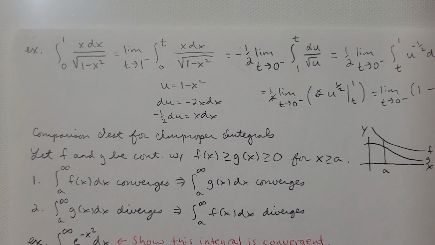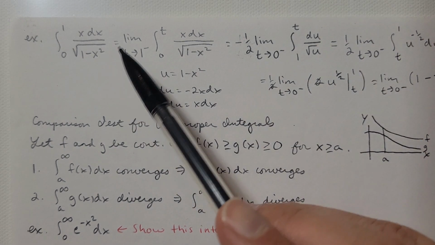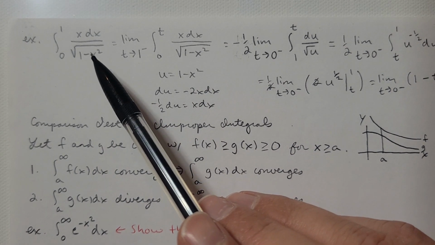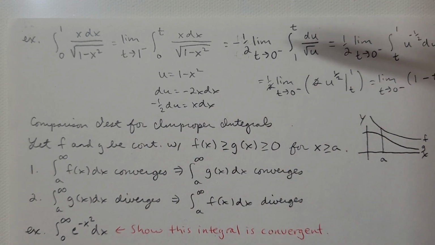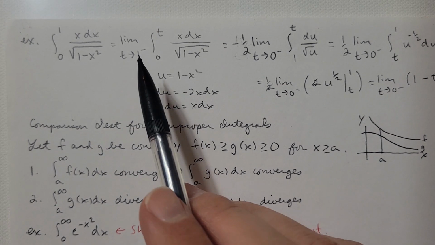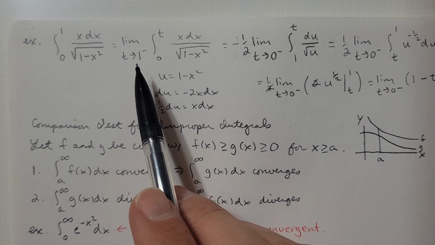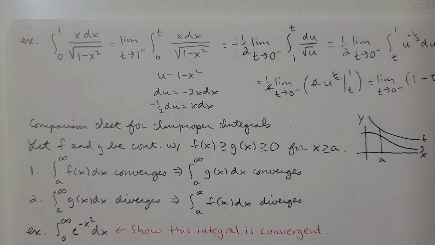Here's another one. What if I'm integrating on the interval of 0 to 1, x divided by the square root of 1 minus x squared dx? Well, 1 is a problem. I can't plug in 1, because I can't divide by 0. So this is an improper integral. I've got a vertical asymptote at x equals 1. Now, if I'm going from 0 over to 1, I'd be approaching 1 from the left side. So I'm going to say the limit as t approaches 1 from the left of the integral going from 0 to t of x divided by the square root of 1 minus x squared dx.